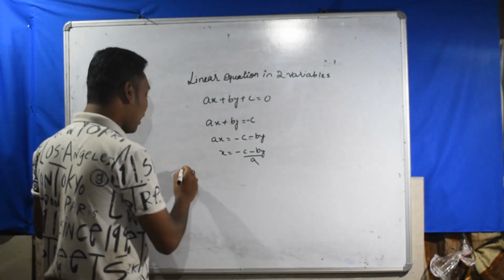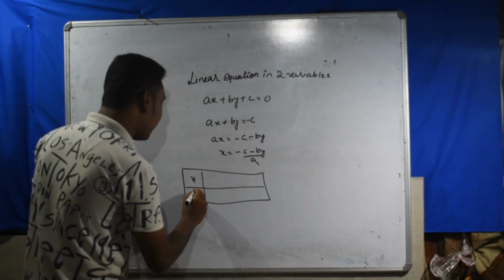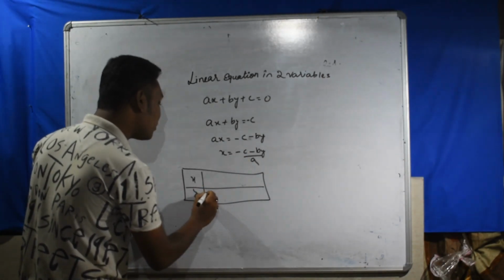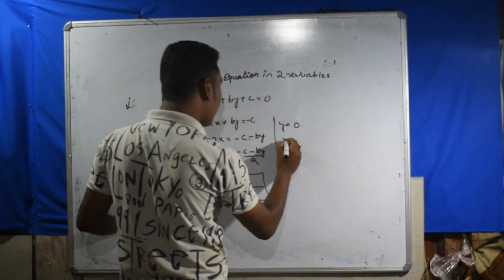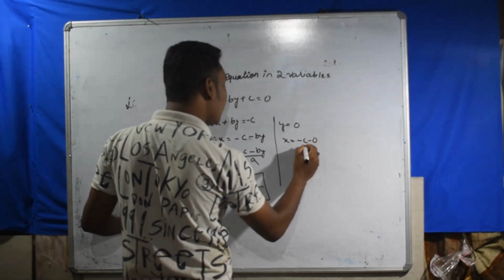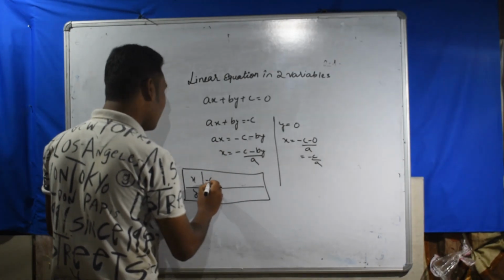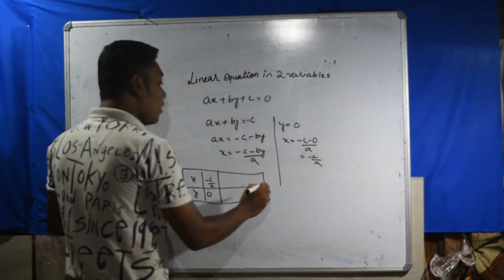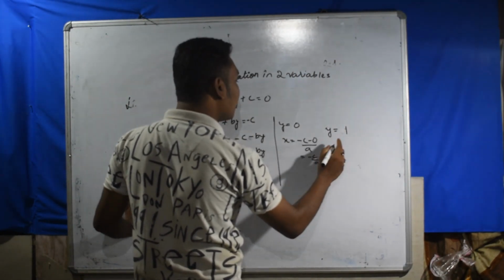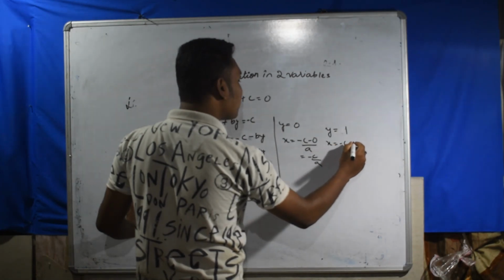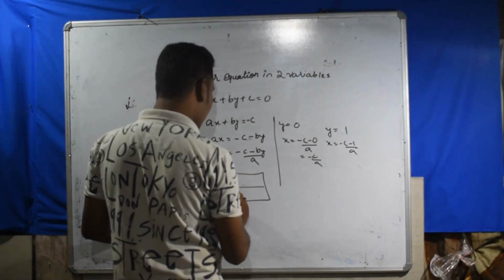So I will form a table of x and y. If I consider y to be 0, what will be the value of x? Minus c minus 0 by a, minus c upon a. If I consider y to be 1, x is equal to minus c minus 1 upon a.